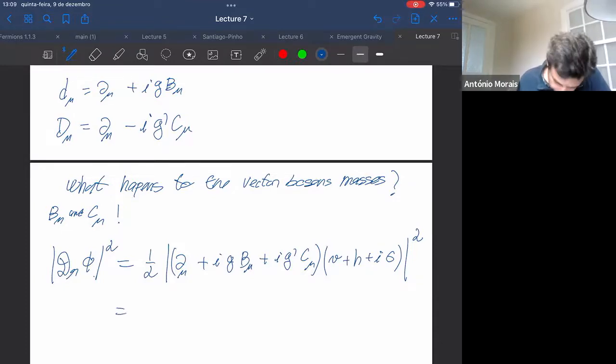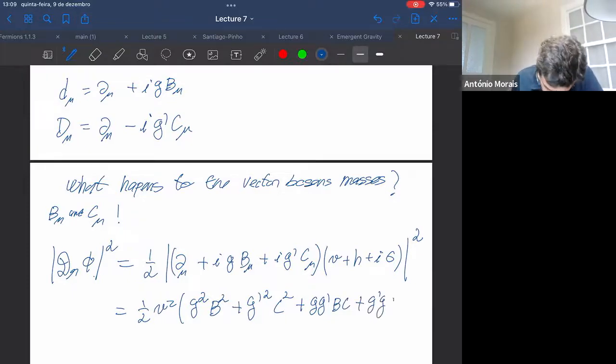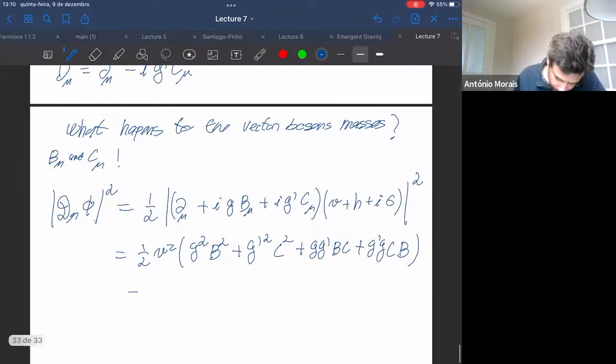So expanding this gives 1/2 v squared. No, it's g squared. I will write g squared B_μ B^μ, plus, I'm dropping the mu's now, g prime squared C squared, which is C_μ C^μ, plus g g' B_μ C^μ, plus g' g C_μ B^μ. Of course, these things commute, but for the purpose of looking into a mass matrix, this is the most convenient way.